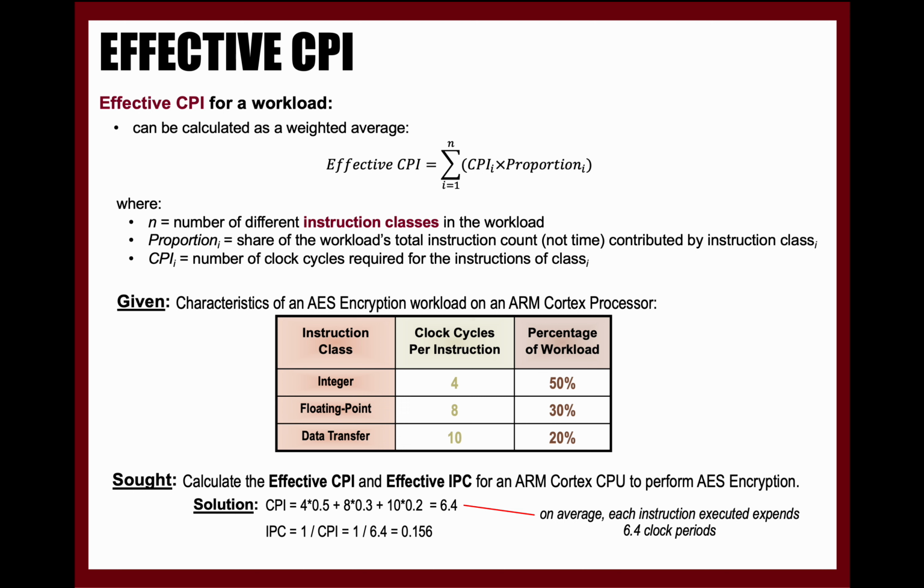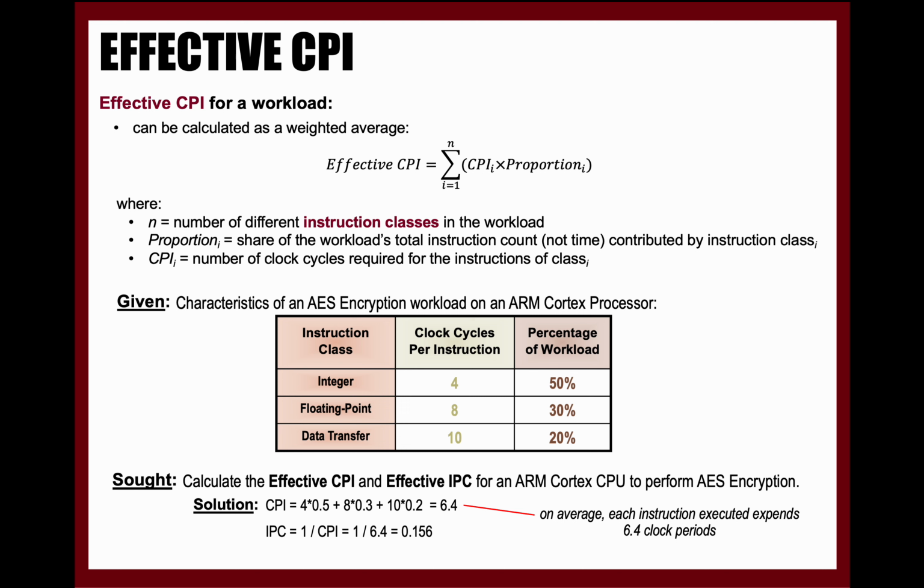Now we'll talk about effective CPI. Effective CPI for a workload. So, firstly, what is effective CPI? CPI stands for clocks per instruction, and effective CPI gives us an average figure considering various types of instructions a processor can execute. It is computed as a weighted average, taking into account both the number of clocks each instruction type requires and the proportion of those instruction types within a given workload.